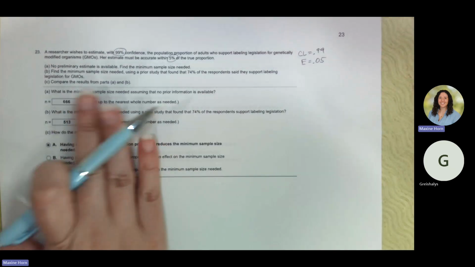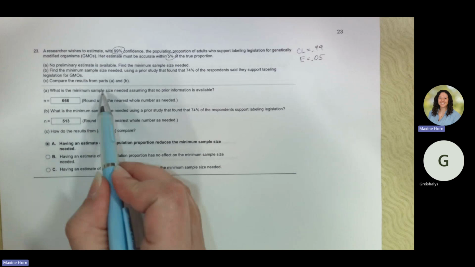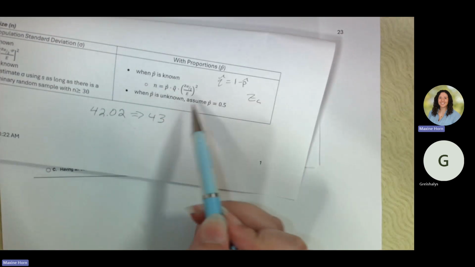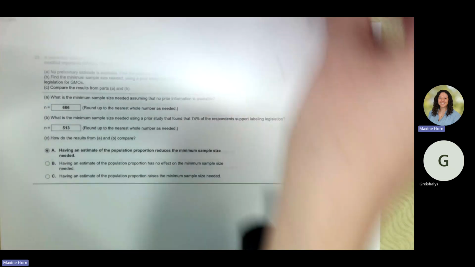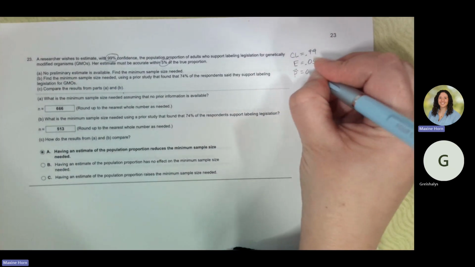All right, oh, I'm sorry. This is a different problem. They're not asking for a confidence interval. They're asking for the sample size, right? So we're doing this formula here because we're dealing with proportions. They said no preliminary estimate is available, so we don't have a p-hat and a q-hat. Well, that's okay, because if p-hat is unknown, we can assume that it's 0.5. We can assume that they're 50-50. So we're going to assume p-hat is 0.5 and q-hat is 0.5.